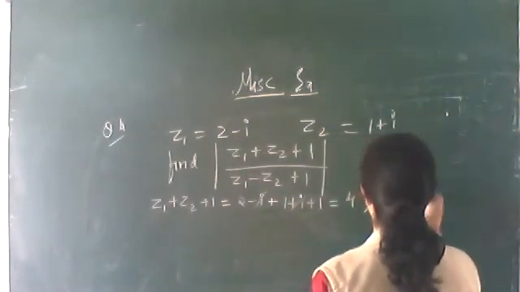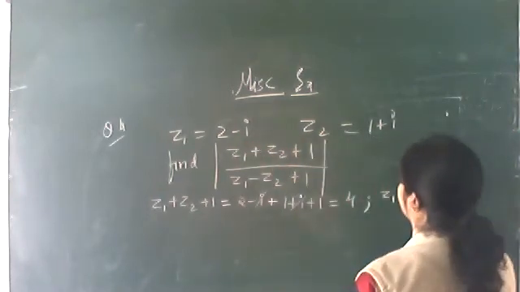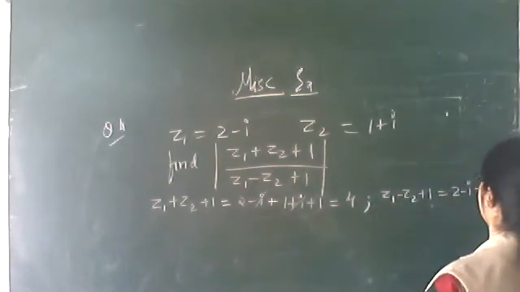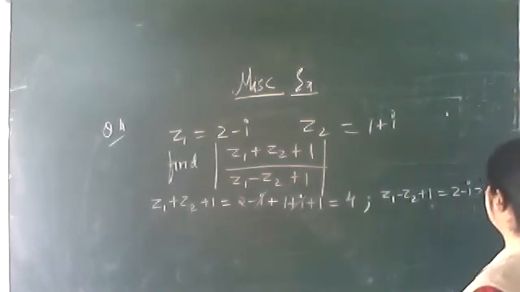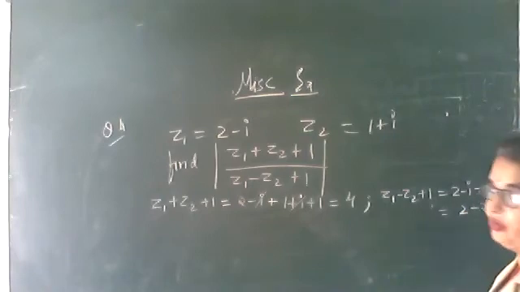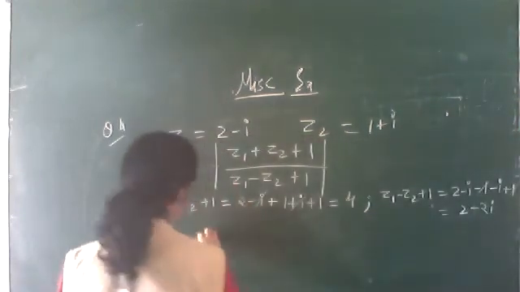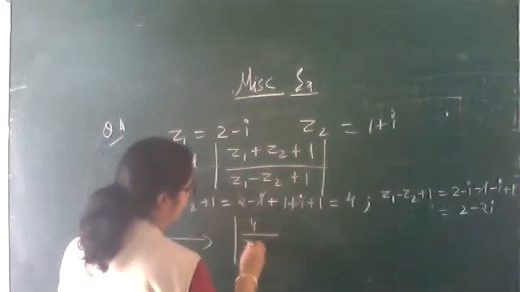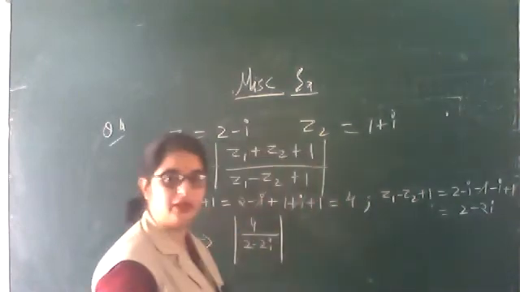Then separately calculate Z1 minus Z2 plus 1. Z1 is 2 minus iota, then minus Z2, minus 1 minus iota, plus 1. Now this minus 1 plus 1 will get cancelled out. You will get 2 minus 2 iota. So this value can be written as the modulus of 4 upon 2 minus 2 iota. The denominator is equal to 2 minus 2 iota. Clear?